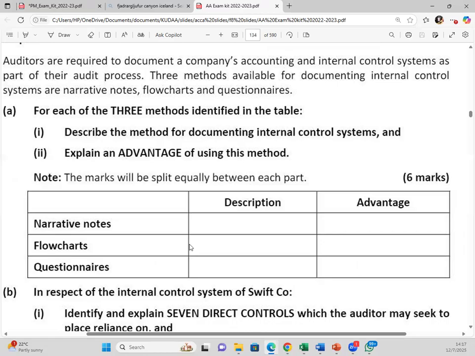Do you allow me to ask you questions on this part so that at least we work together? Please, can you help me with what narrative notes are? Any volunteer to explain what narrative notes are? The first part of the question, by the way, is a knowledge question.